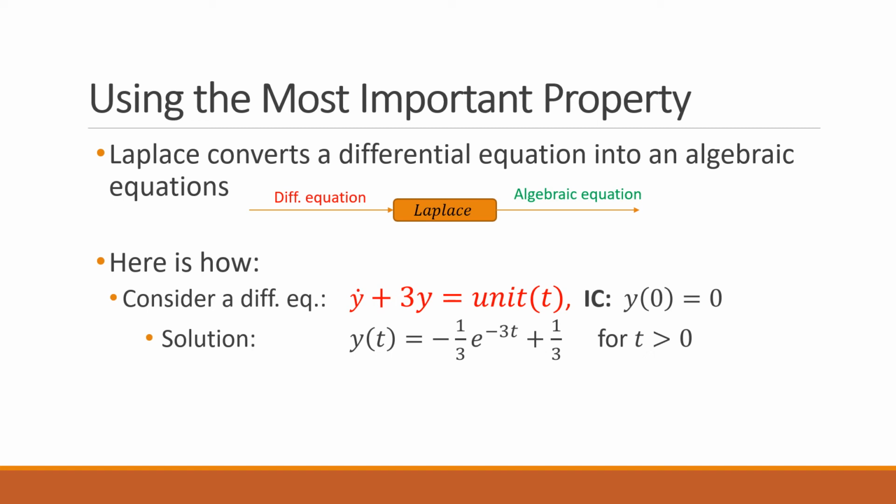But what if we take the Laplace of this differential equation on both sides? Laplace of y is capital Y. The Laplace of y dot, as seen before, is s times capital Y minus the initial condition, but that's 0. And the Laplace of the unit step function is 1 over s. So here is how it all looks. Note that I have also secretly used the linearity property over here.